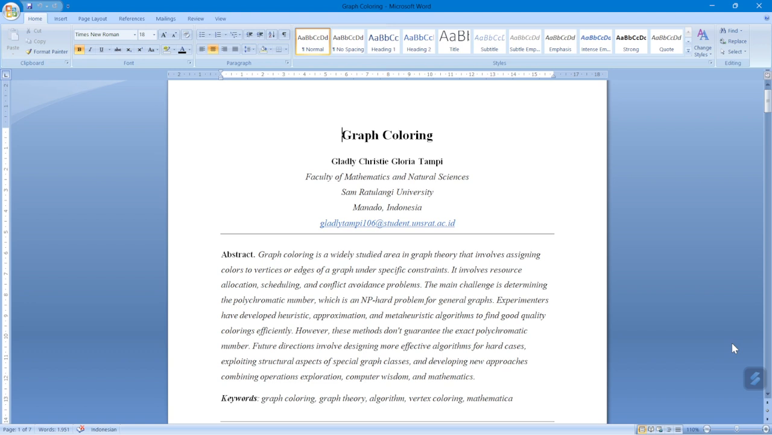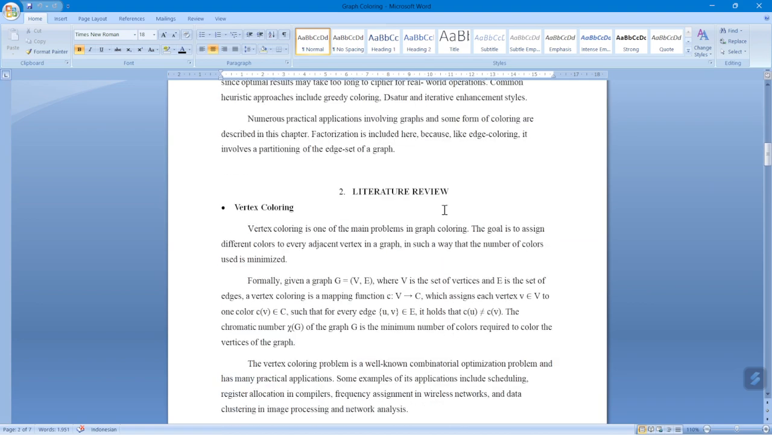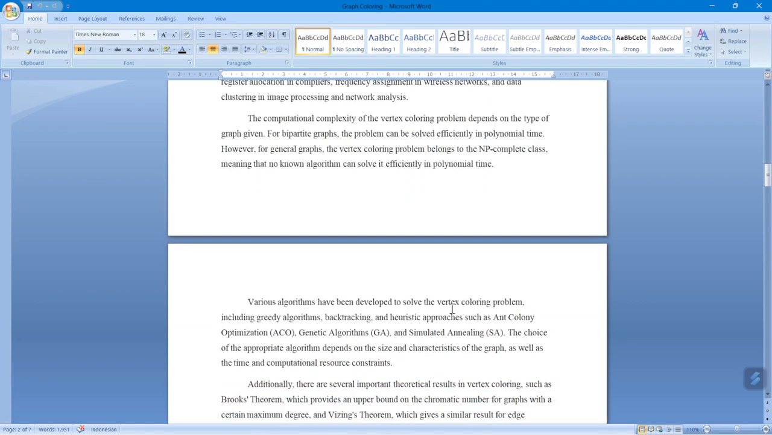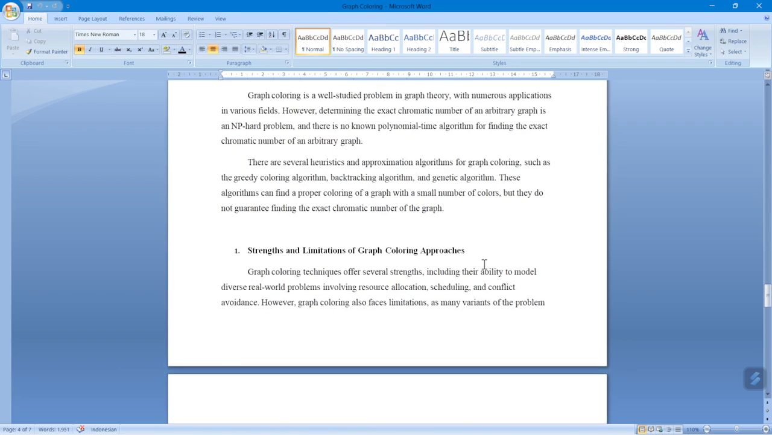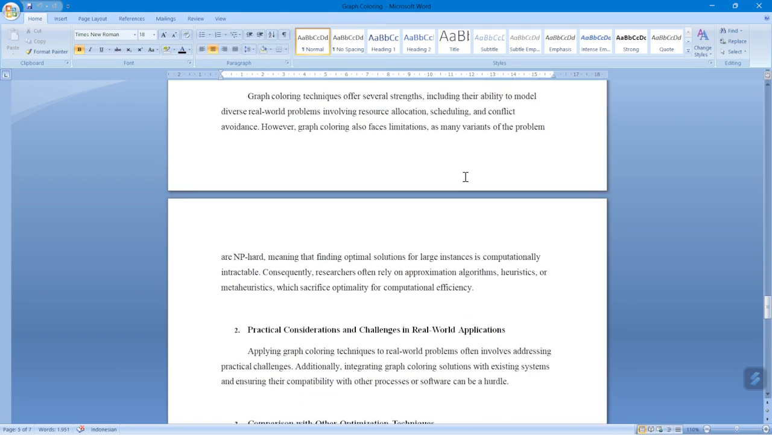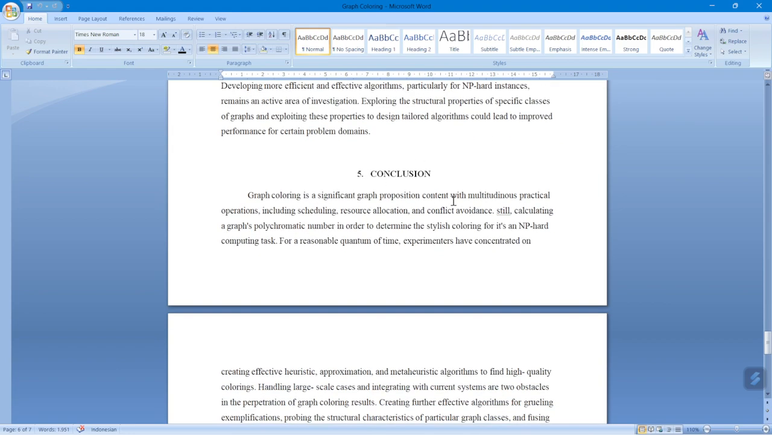Here I will read about my journal with the topic of graph coloring. So in this journal, starting from abstract, introduction, literature review, application, discussions, and conclusions.